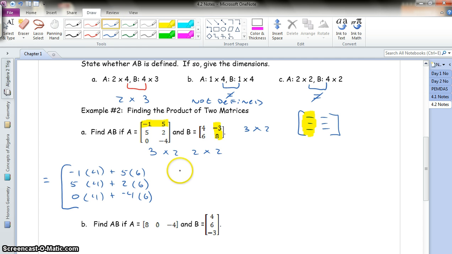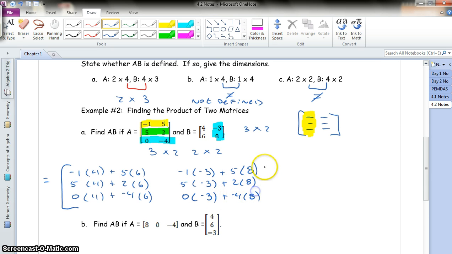So I'm going to take -1 times -3 plus 5 times 8. Then I'm going to go second row. Sorry, let me switch colors. Second row by second column. And I get 5 times negative 3 plus 2 times 8. And then I'm going to take my third row by my third column. And I get 0 times negative 3 plus negative 4 times 8.